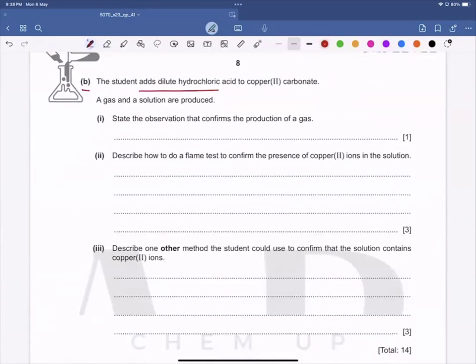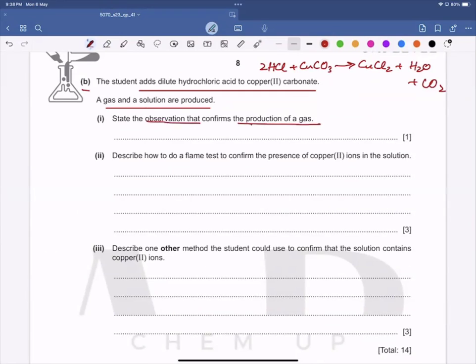Now B part. The student adds dilute hydrochloric acid to copper 2 carbonate. A gas and a solution are formed. So HCl and copper 2 carbonate: we will get copper chloride, water, and CO2. To balance the equation, you need to put 2 over here. State the observation that confirms the production of a gas.